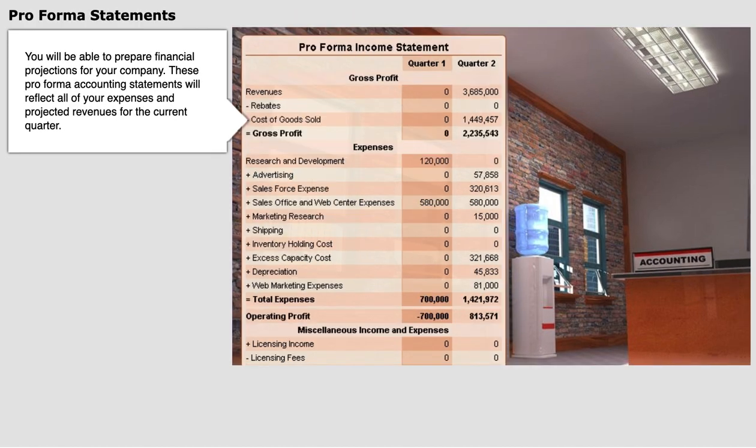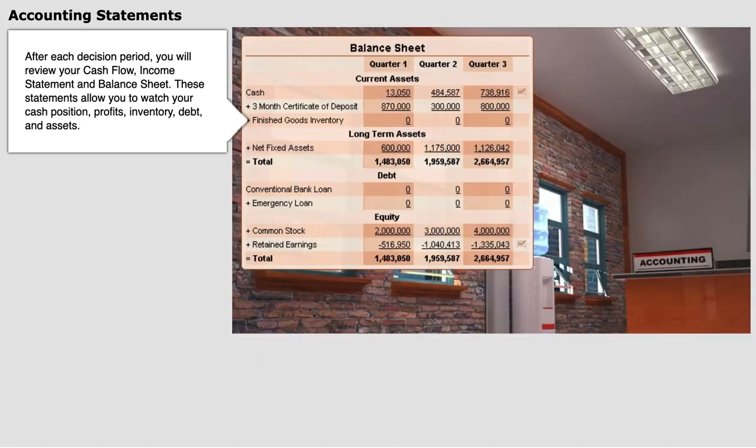You will be able to prepare the financial projections for your company. These pro forma accounting statements will reflect all of your expenses and projected revenues during the current quarter. After each decision period, you will review your cash flow, income statement, and balance sheet. These statements allow you to watch your cash position, profits, inventory, debt, and assets.